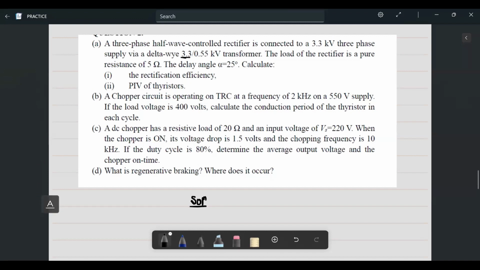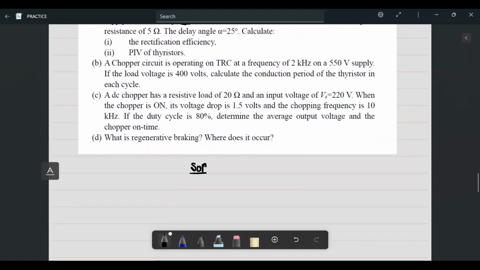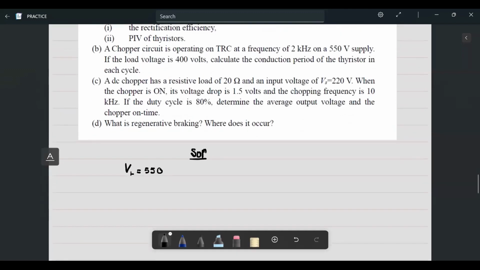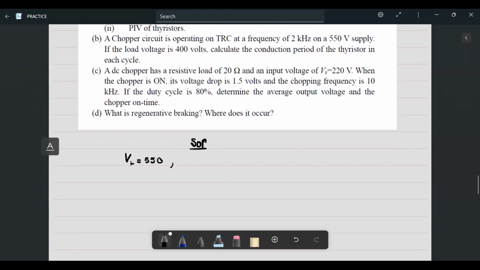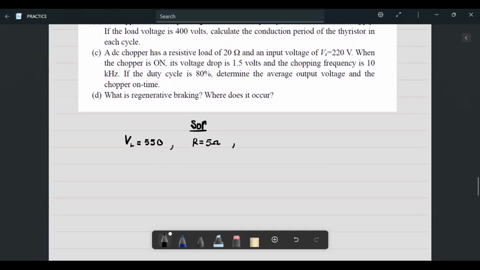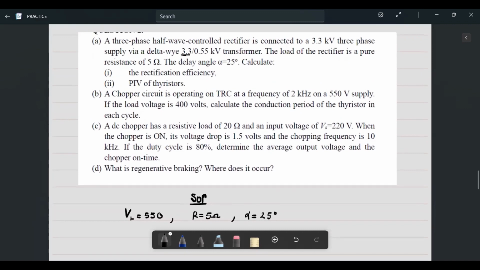So this is a line voltage, right? Okay, so I'm given the line voltage of 0.55 kV, or 550 volts, sorry. So VL is 550 volts. And then we have the load with a resistance of 5 ohms, so R is equal to 5 ohms. Next, we have the angle. We're given the firing angle, the delay angle, which is 25 degrees.